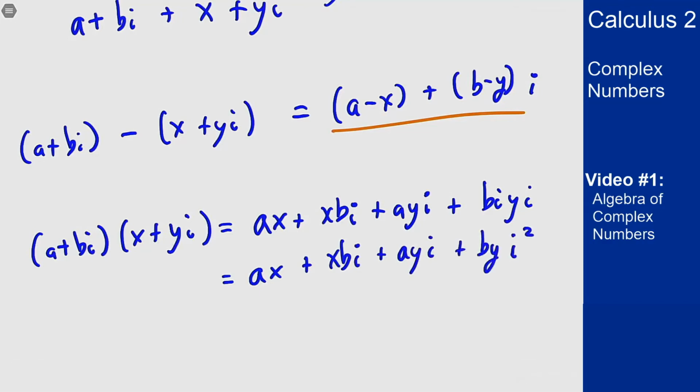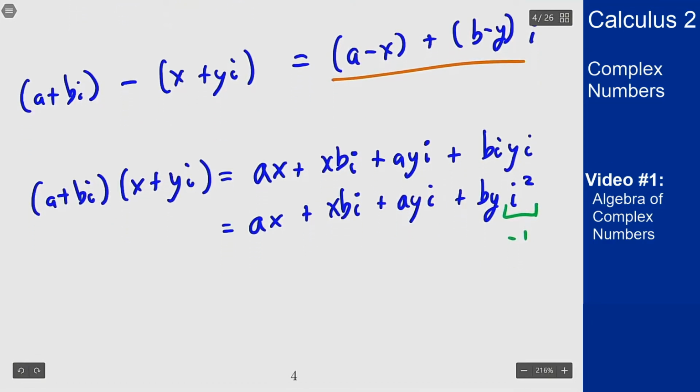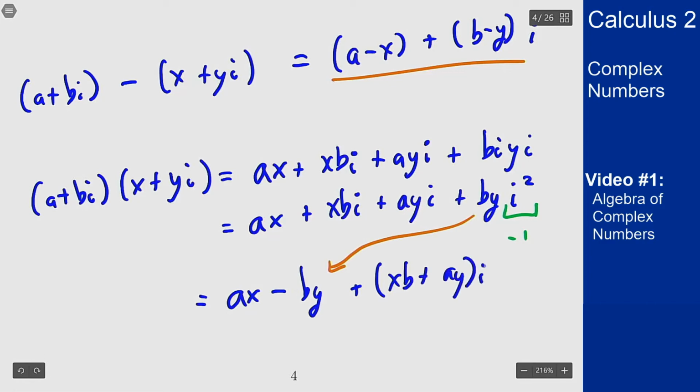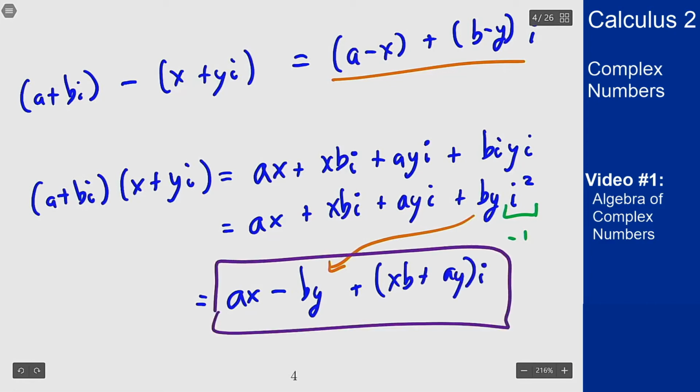But what's i squared? i squared is minus 1. Remember, i is the square root of minus 1. So this here becomes a minus 1, meaning I can bring that term to the front with the ax to give me ax minus by, right, this term came over here, plus xb plus ay times i. And that's now in the right form of a complex number to think of as the product of these two complex numbers here.